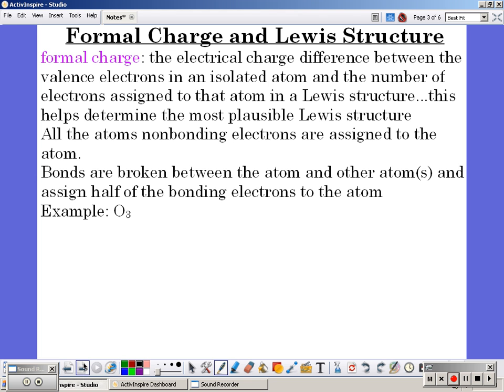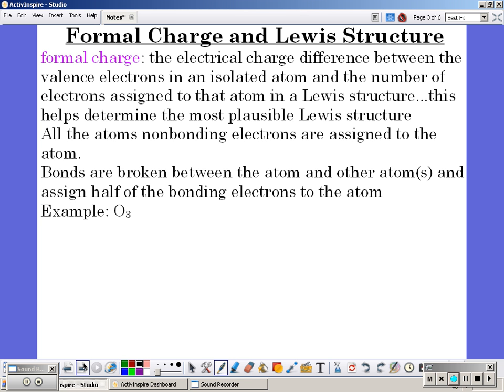A formal charge is the electrically charged difference between the valence electrons for an isolated atom and the number of electrons assigned to that atom in a Lewis structure. This helps determine the most plausible Lewis structure. All of the atom's non-bonding electrons are assigned to the atom. Bonds are broken between the atom and the other atoms, assigning half the bonded electrons.